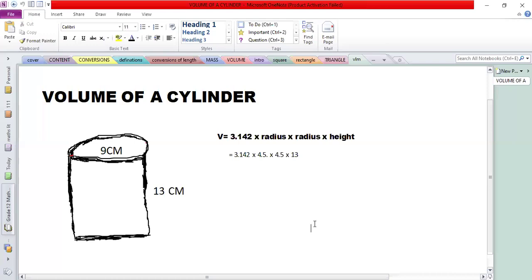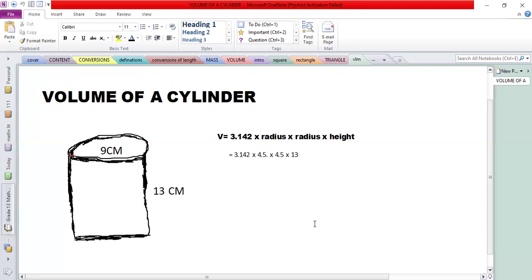So we are talking about volume now, and we are discussing this shape. We were discussing it yesterday. I just want to highlight a bit on it now, which is the volume of a cylinder. You can see it has a circle and it has height. Calculating this kind of shape is very simple. Your formula is that volume is equal to pi multiplied by radius squared multiplied by height. That's how you calculate it.